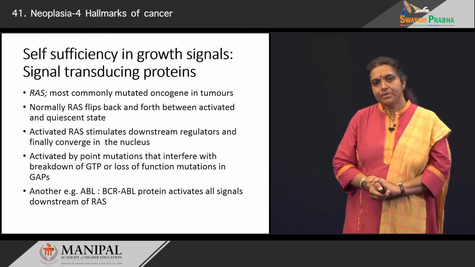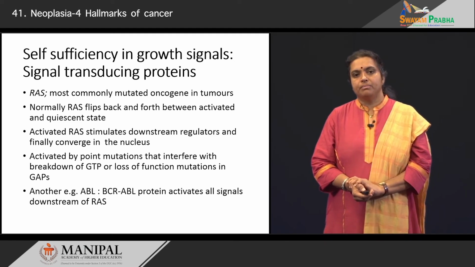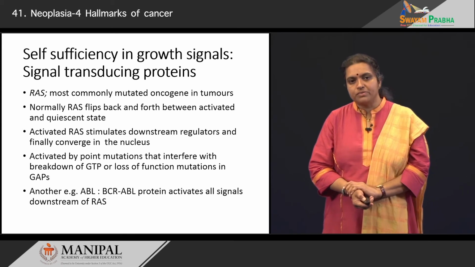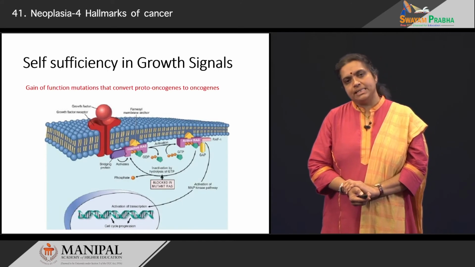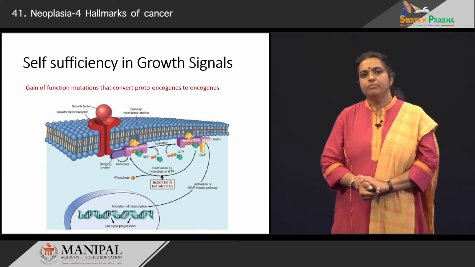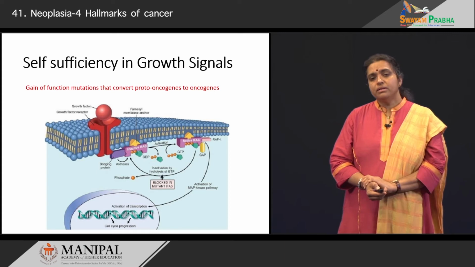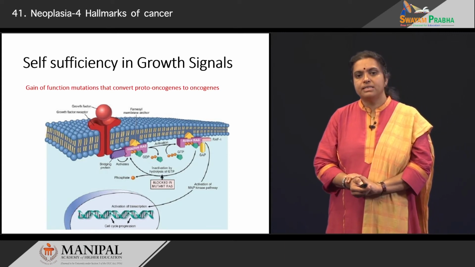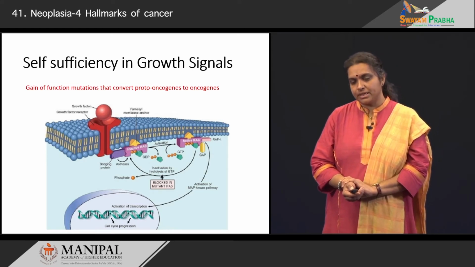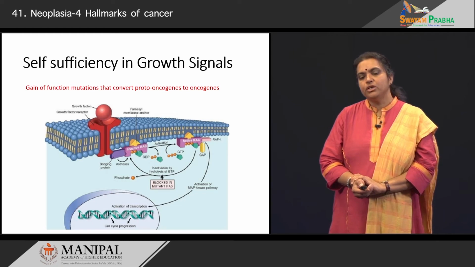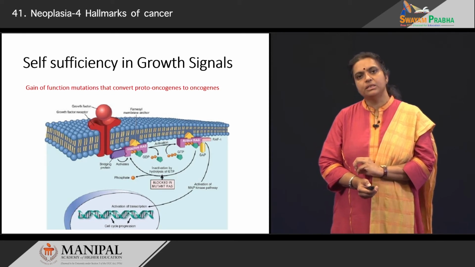The third pathway in which the cell can become self-sufficient is by having an increased amount of signal transducing proteins. Now, one of the most important examples of this is the RAS oncogene, because it is the most commonly mutated oncogene in tumors. Now, normally the RAS has a function where it flips between an active state and an inactive state. So, it is normally bound to GDP, and it is bound by this and it remains in a quiescent state.